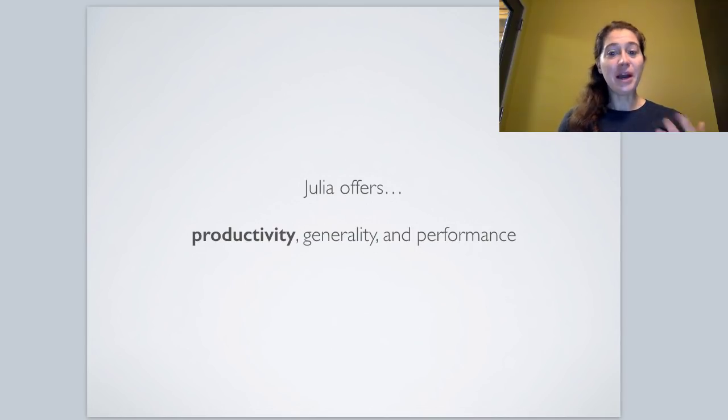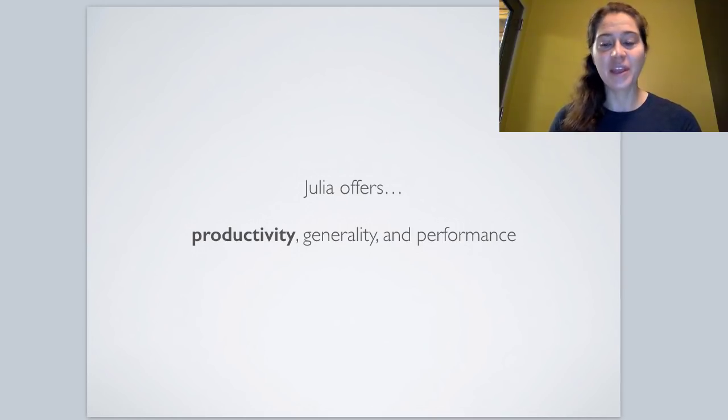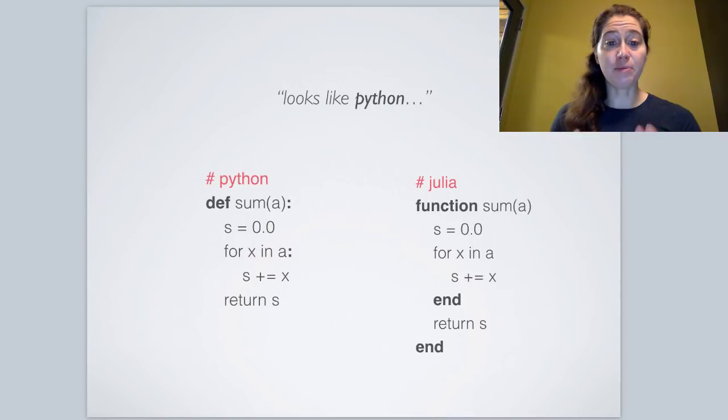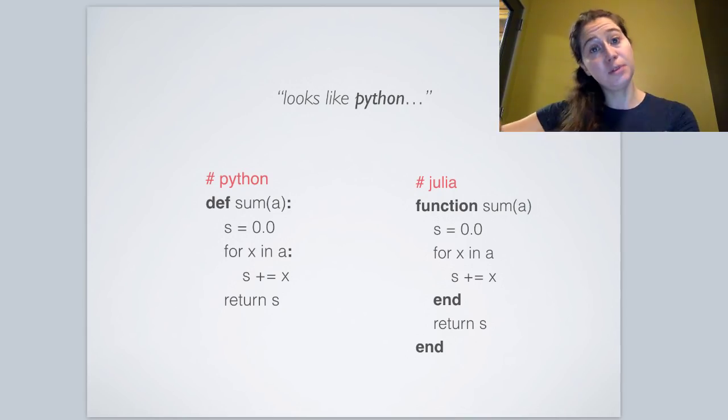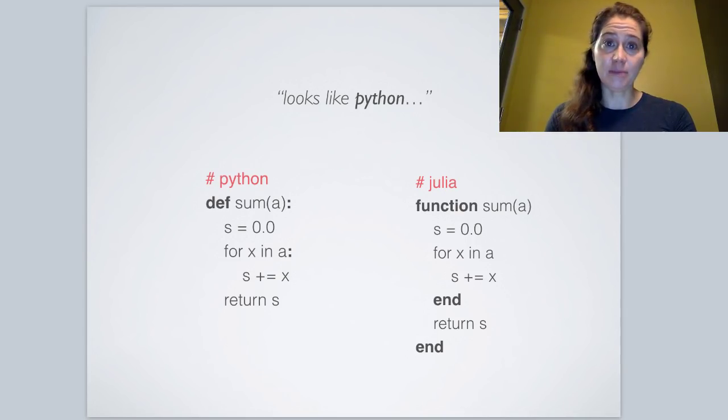So beyond performance, I said that Julia offers productivity, or ease of use for you as a coder. And one way that we can talk about productivity is by looking at the syntax of Julia and seeing how it compares to the syntax of other high-level languages. So on this slide, what I'm showing are code samples that we actually use to implement handwritten versions of the sum function in Python and in Julia side by side.